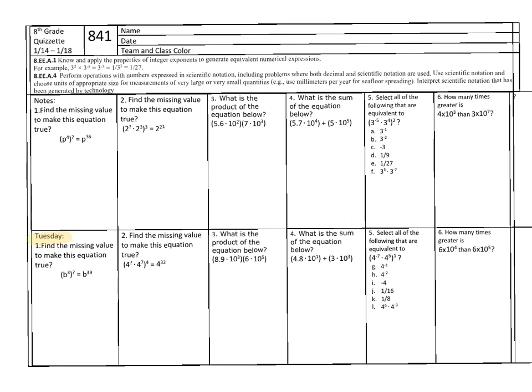Now, double check from yesterday that your name, date, team, and color are listed on top of the paper, even though it might be on the front page of the packet. If that front page of the packet disappears for whatever reason, and your name is not on the Quizzette, I cannot give you credit. Okay, getting started for today.